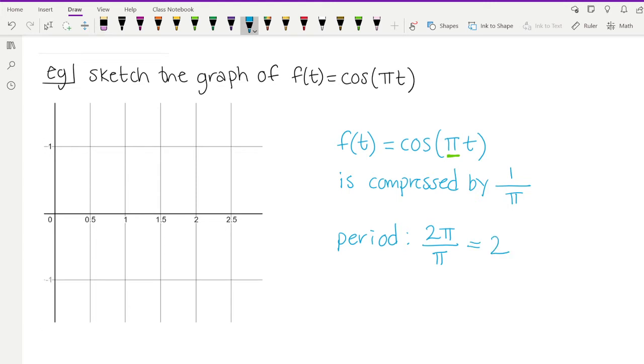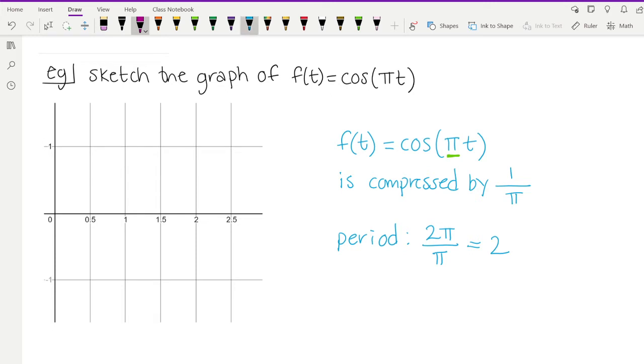So this is something that will happen if the number that you're multiplying your input variable with is itself a multiple of pi. What happens is that the period comes out to be just in terms of ordinary numbers, quote unquote. So it doesn't have a pi in it anymore, because the fact that you're stretching or compressing by a factor of pi cancels that pi out in the period and causes the period to just be a number that does not involve pi.